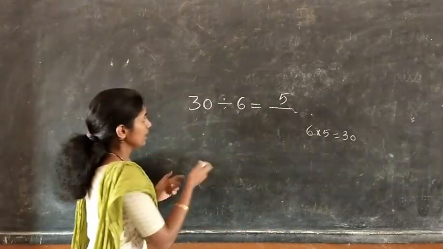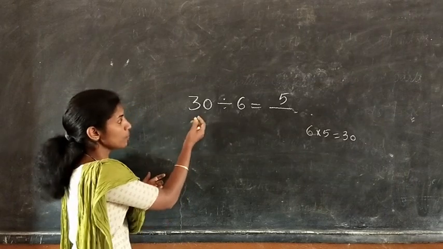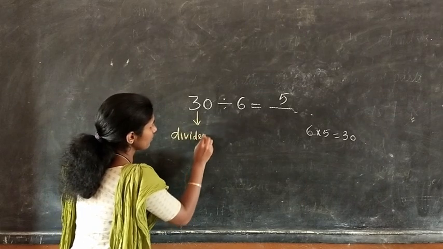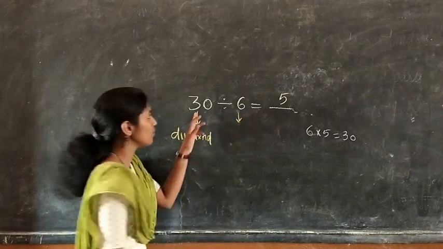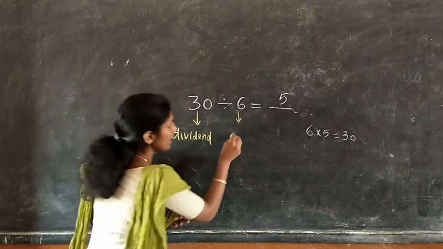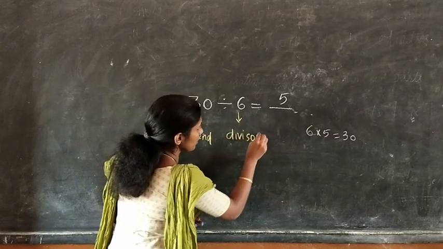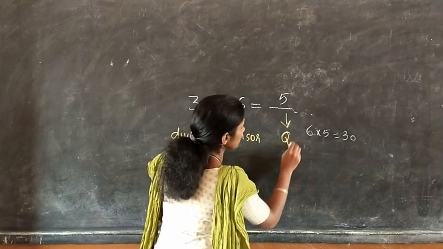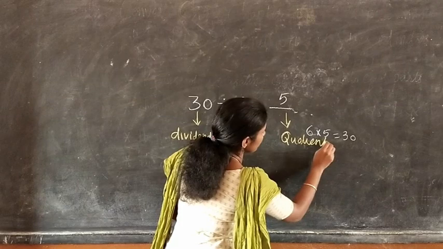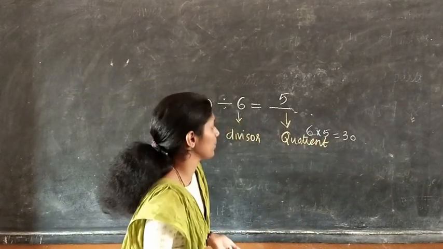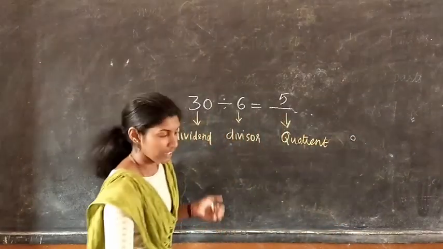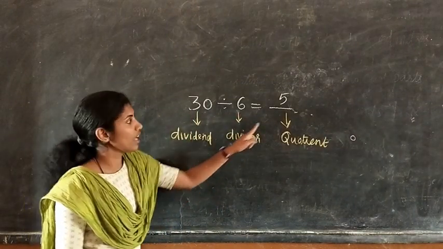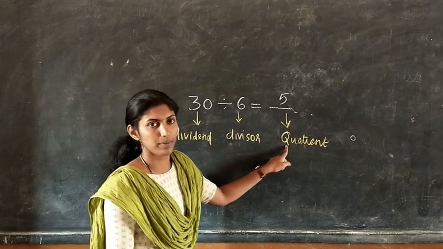You already learned here. This 30, the number which is to be divided, is known as dividend. Then, the number which divides this dividend is known as divisor. And finally, the answer obtained is known as quotient. Here, 30 is known as dividend, 6 is called divisor, and 5 is known as quotient.